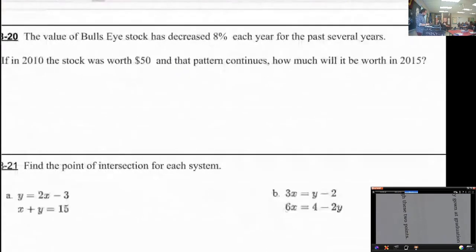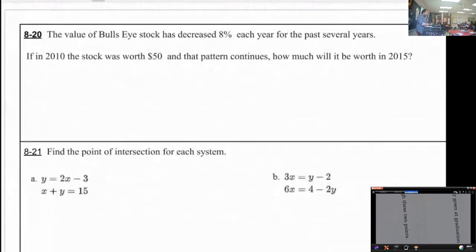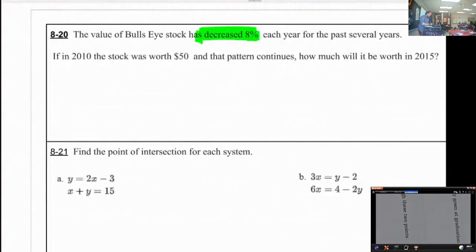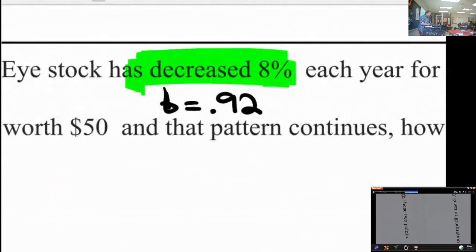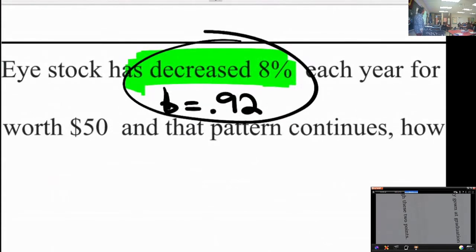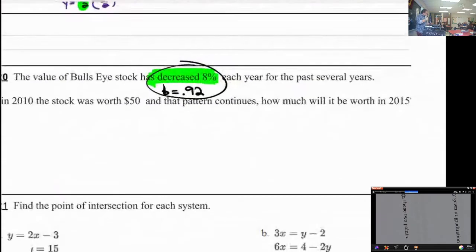The value of bullseye stock has decreased by 8%. Boom, right there. Right away, I'm going to write that the multiplier in this problem is going to be 0.92. Decreasing by 8% means you are keeping 92%. That is the first hurdle we have to jump in this problem.